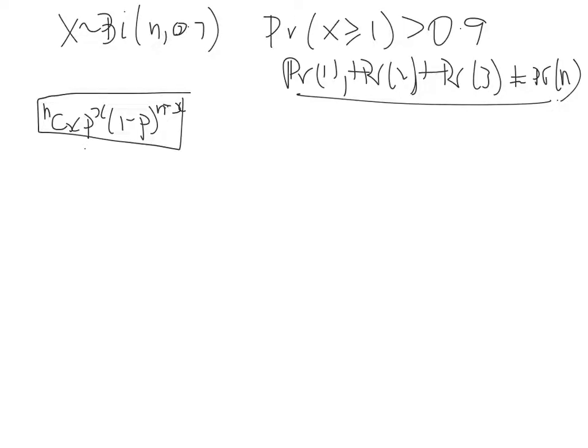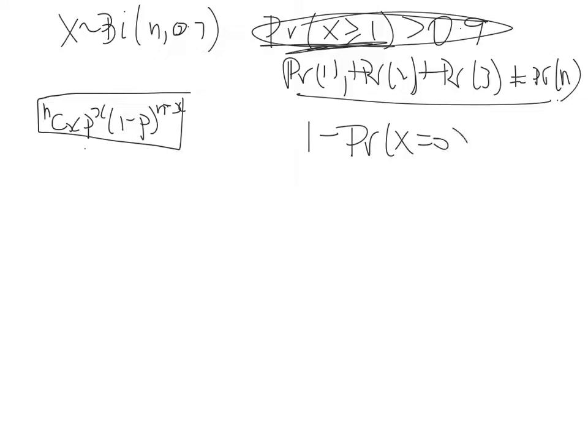Now, if we're dealing with this, we're saying if x is equal to or greater than 1, we want our probability to be greater than 0.9. If we're dealing with x being greater than or equal to 1, that is the same as everything else apart from the probability that x equals 0. So now it makes it a hell of a lot more straightforward.